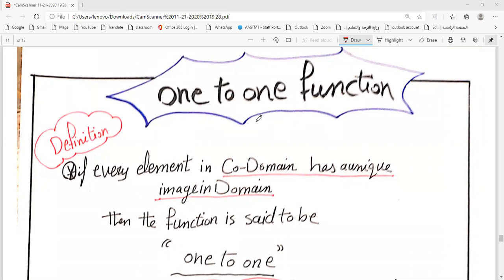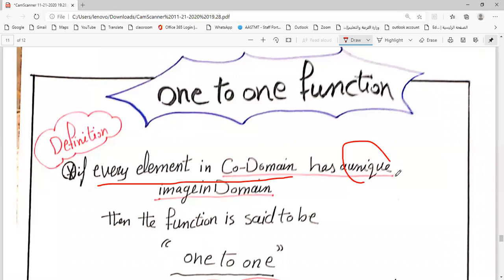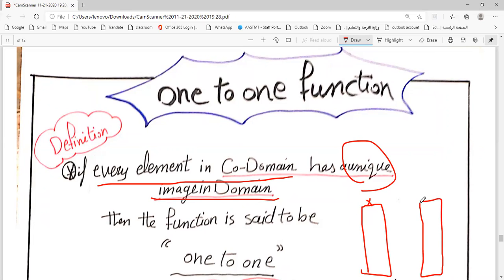The definition of one-to-one function: it's a function such that every element in the codomain has a unique image in the domain. If you notice, this is the condition of a function, but this condition we were taking on x. We were taking the condition and checking that every x has a unique image in y. So if this condition is also satisfied on y, meaning every y has a unique image in x, then this function is called one-to-one.